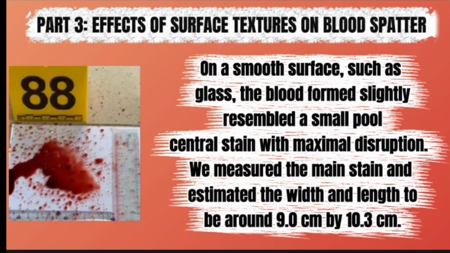On a smooth surface such as glass, the blood formed slightly resembled a small pool, a central stain with maximal disruption. We measured the main stain and estimated the width and length to be around 9.0 cm by 10.3 cm.